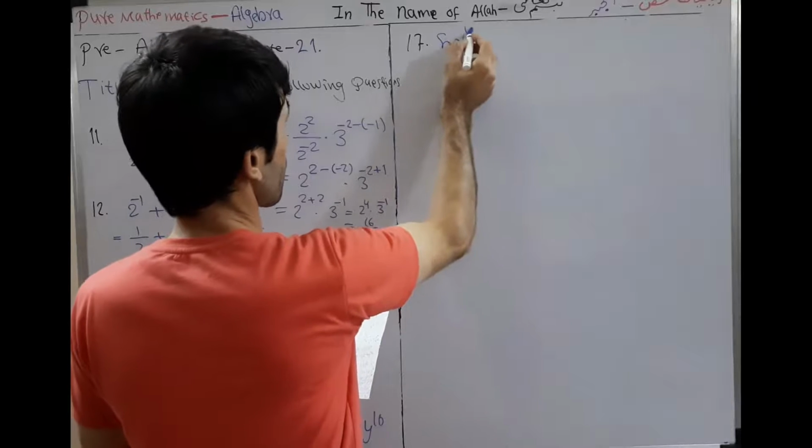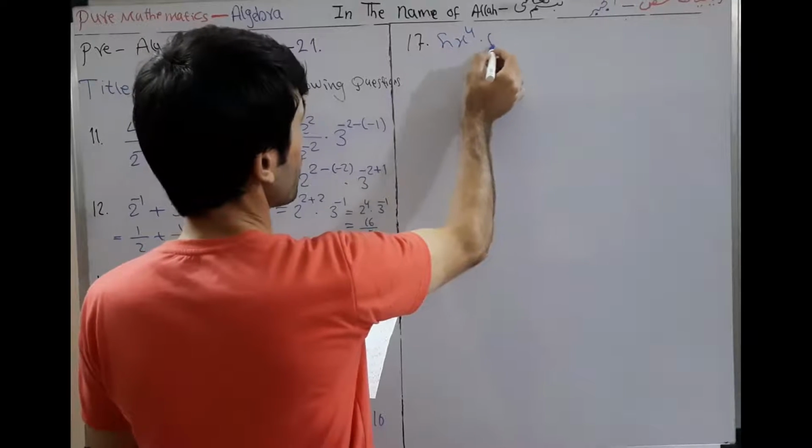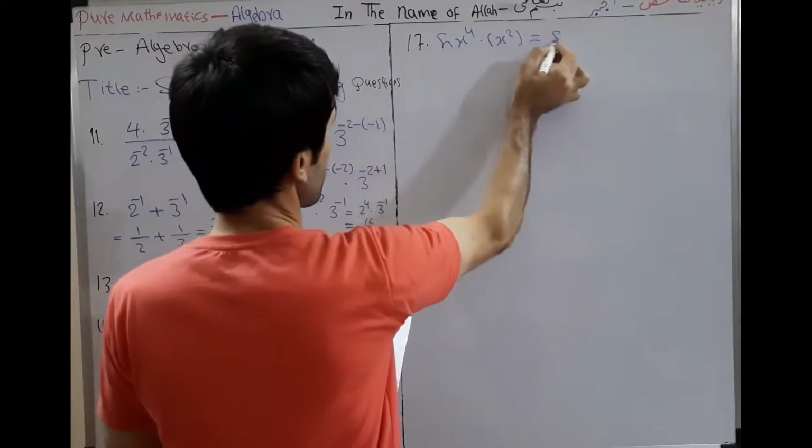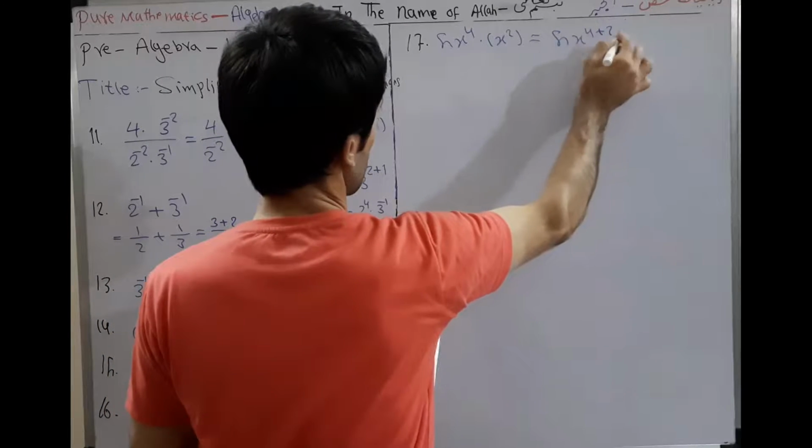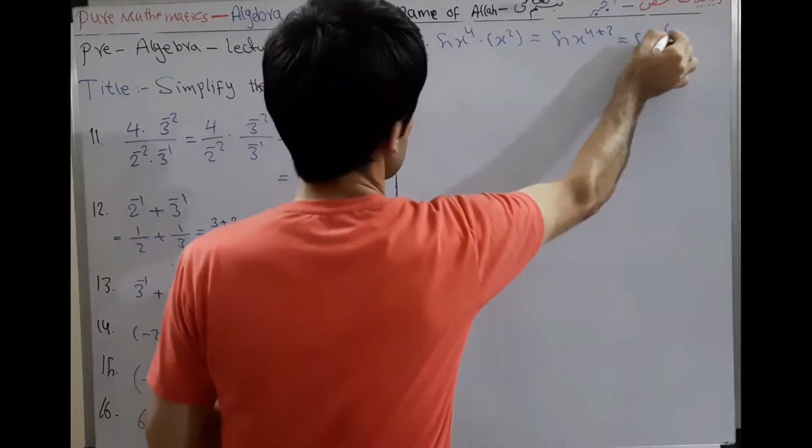5x to the power 4 multiplied by x square is equal to 5x to the power 4 plus 2, which is equal to 5x to the power 6.